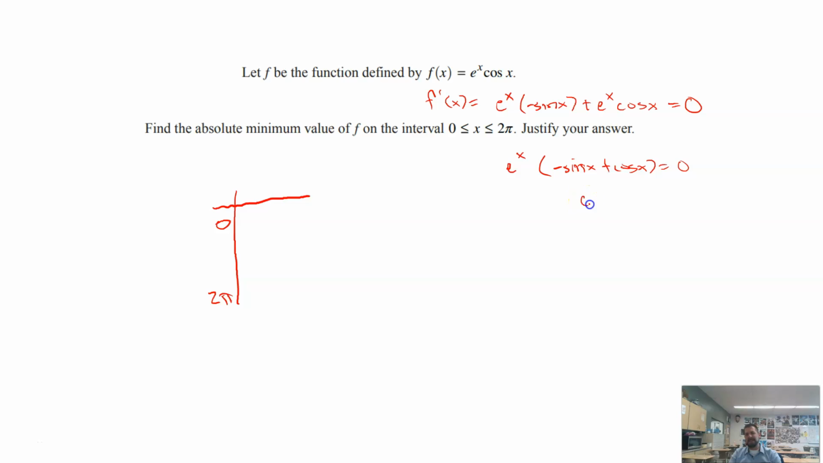And what this is really asking is, where does the cosine of x equal the sine of x from 0 to 2 pi? Not something that I think a ton of people know off the top of your head, but that happens at pi fourths and 5 pi fourths.